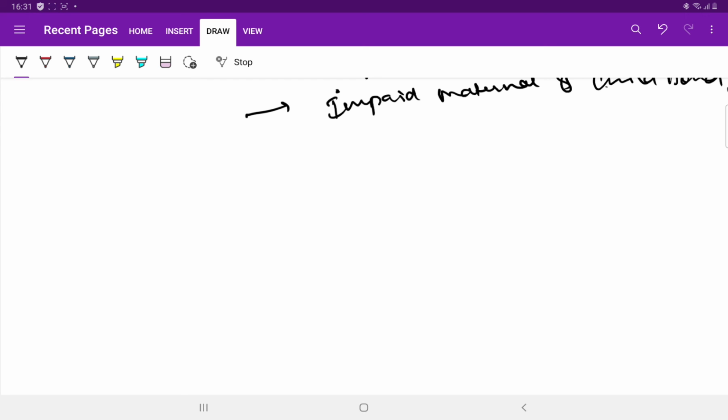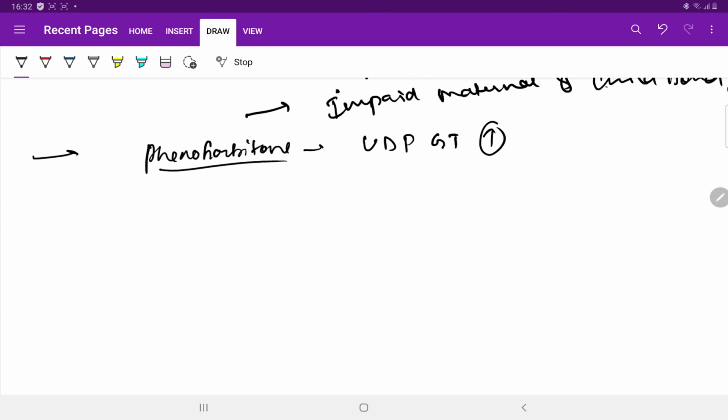So there is one more drug that is also used. It is phenobarbitone, right? Phenobarbital is the drug. It induces UDP glucuronosyltransferase. It increases the activity of glucuronyl transferase. So it is generally used in Crigler-Najjar syndrome, right? So these are the things that we have to keep in mind regarding neonatal jaundice.